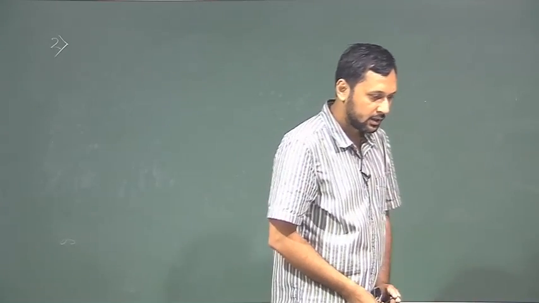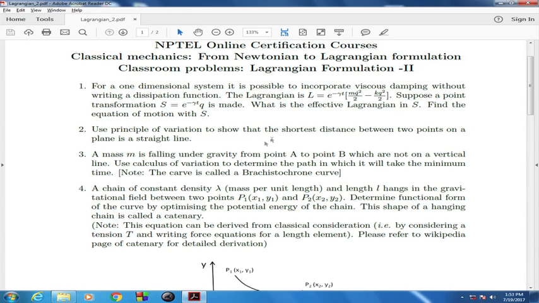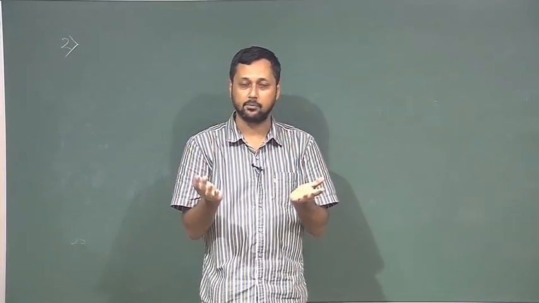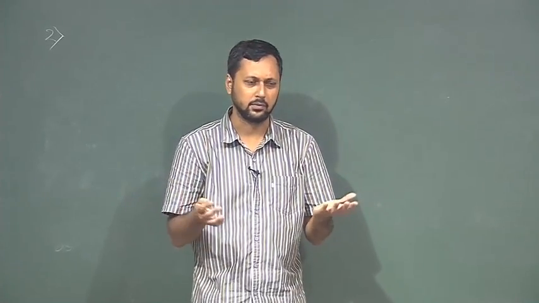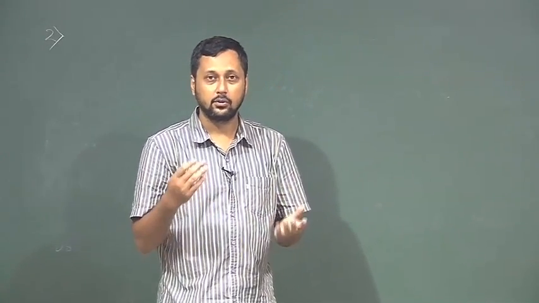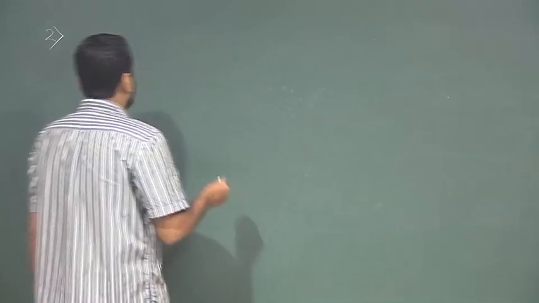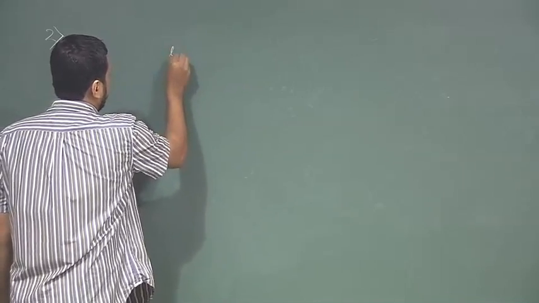Problem number 2. Problem number 2 is the principle of variation, where we have to demonstrate that the shortest distance between 2 points on a plane is a straight line. Now, we should not just say on a plane; either we should just say 2 points, or we should say 2 points on a Euclidean plane, because we can go along the surface of some sphere or some cylinder, that is also a surface, right. So, when we say plane, we talk about Euclidean plane.